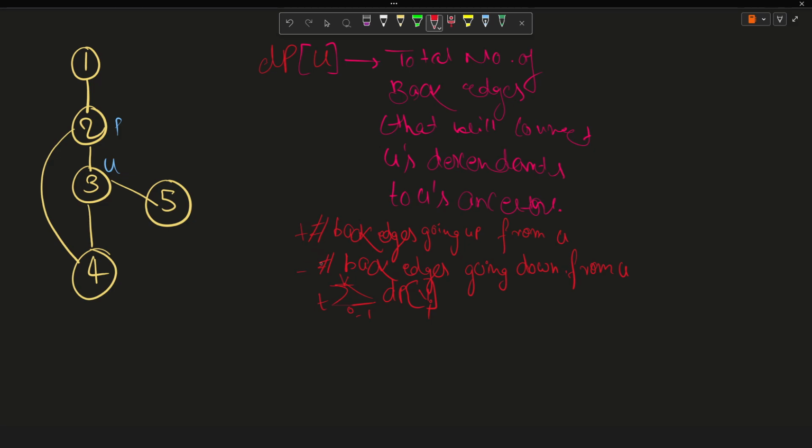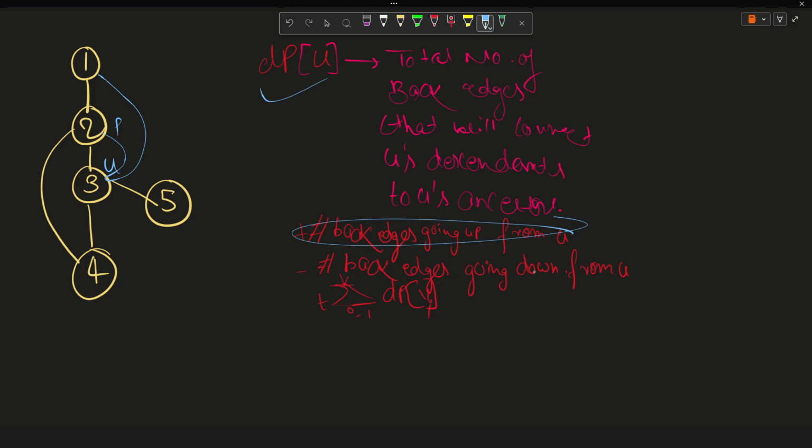Why are we treating these two things as plus and this as minus? Because what does this DP state represent, if you remember? This DP state represents the total number of back edges that will be connecting u and p somehow, right? So if a back edge is connecting this u to some of its ancestors, then it means that clearly u and p will always remain connected if this edge is removed, right? So that's why we are adding this to our answer, or the DP state rather.